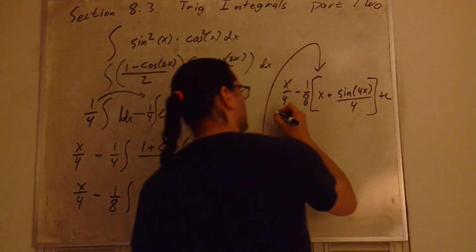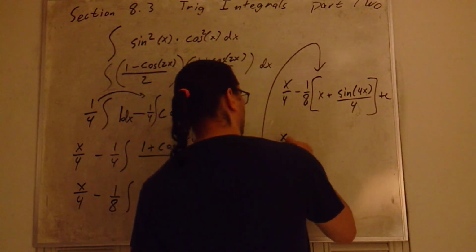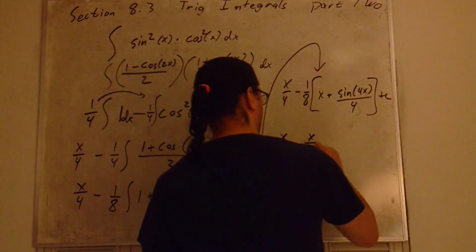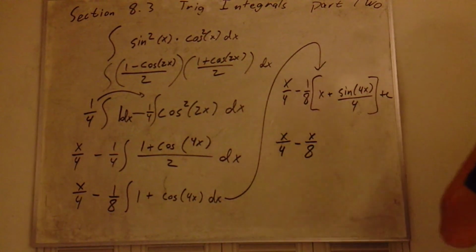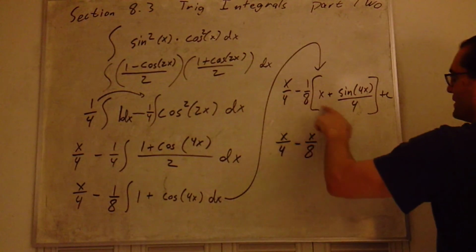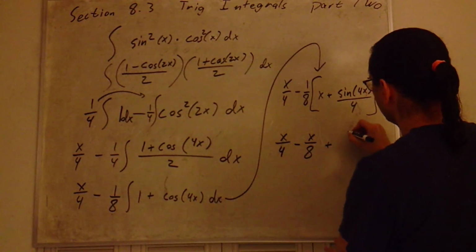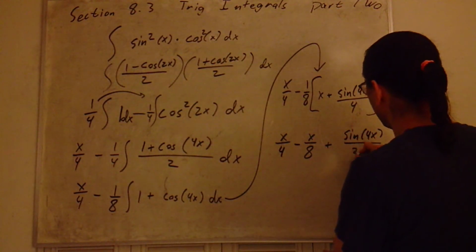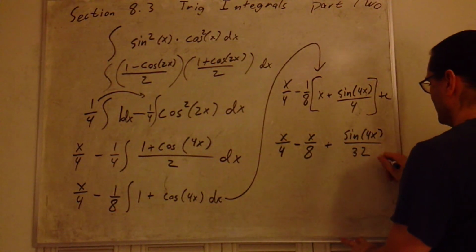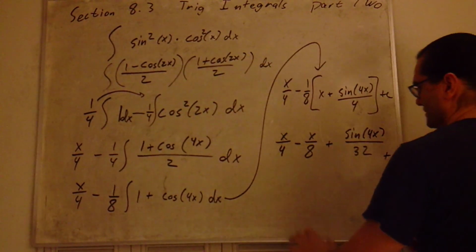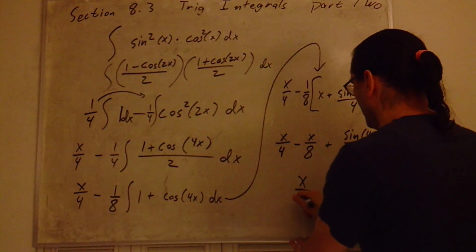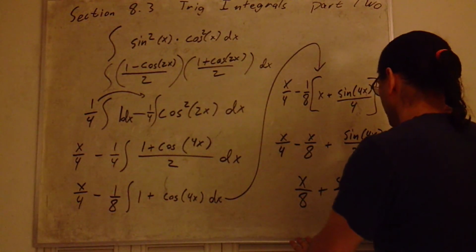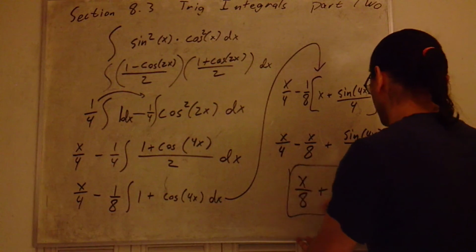So, all told, when we simplify this out, we have x over 4 minus x over 8. I can probably simplify that a little bit more. So, x over 4 minus x over 8 plus the sine of 4x over 32 plus c. And then you can combine those into x over 8. X over 8 plus the sine of 4x over 32. Yeah, we got there. Plus c.